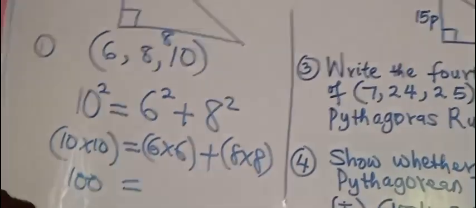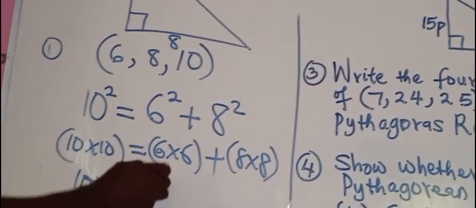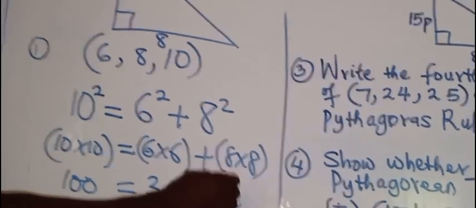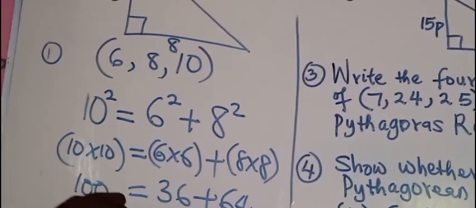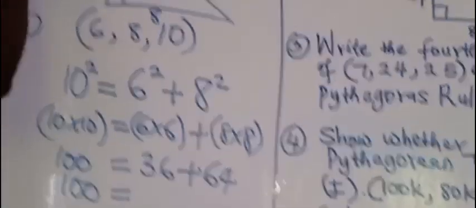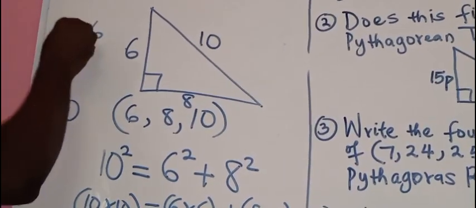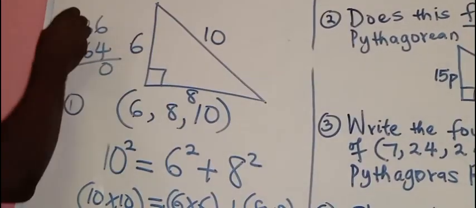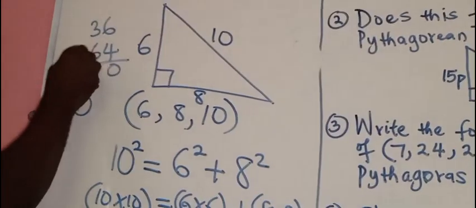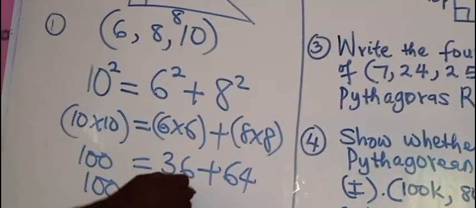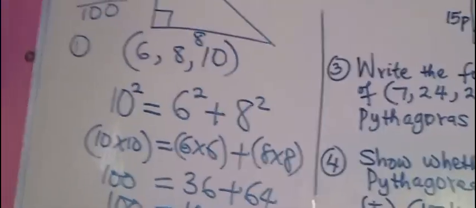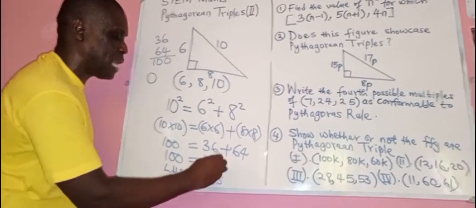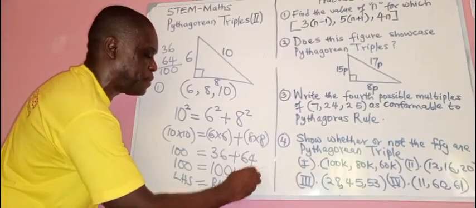Now, what is 10 times 10? 100. Let's see whether it equals this. 6 times 6 is what? 36. What is 8 times 8? 64. So we have 100 equals, now let's see whether 36 plus 64 will give us 100. 6 plus 4, 10. I put down 0, carry the 1. 3 plus 6, 9, plus 1, 10. Yes, they are equal. You can see that the left hand side is equal to the right hand side.